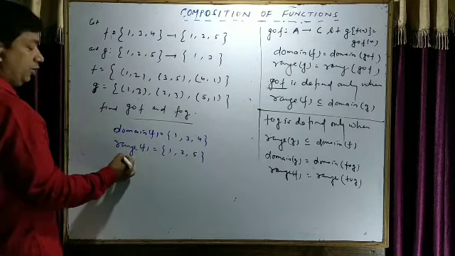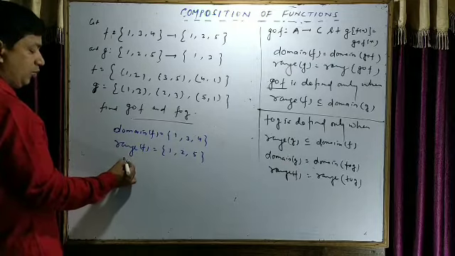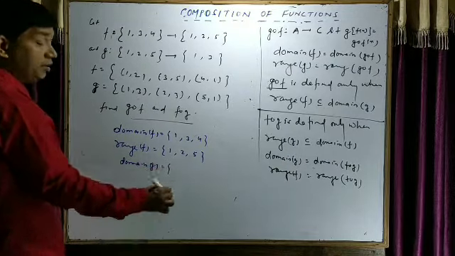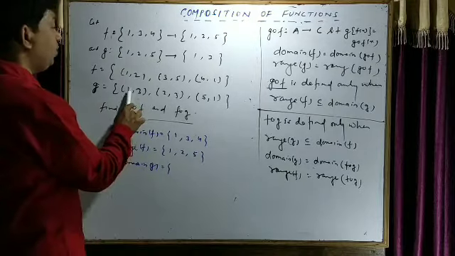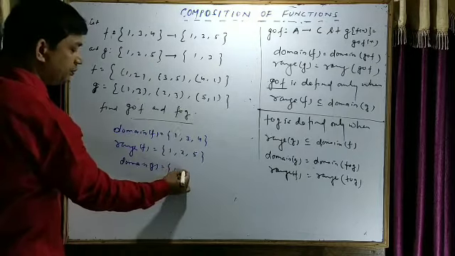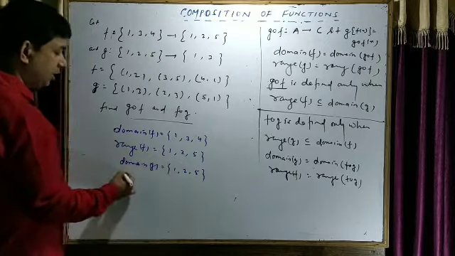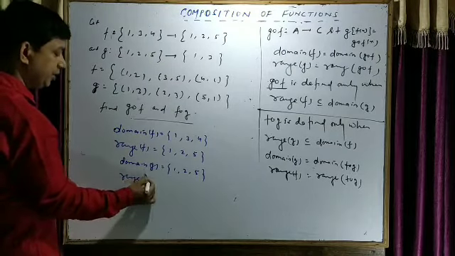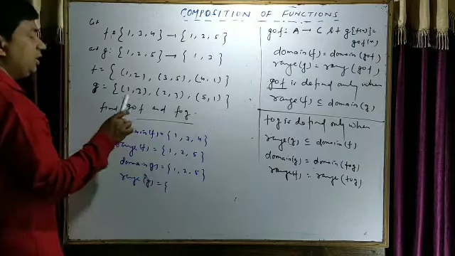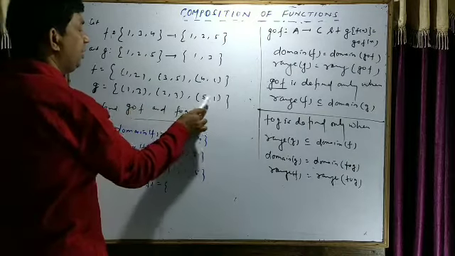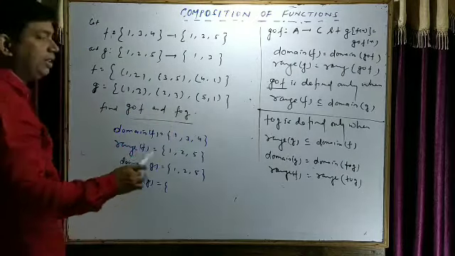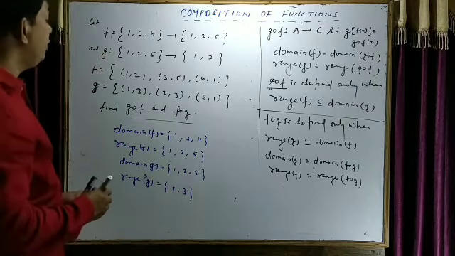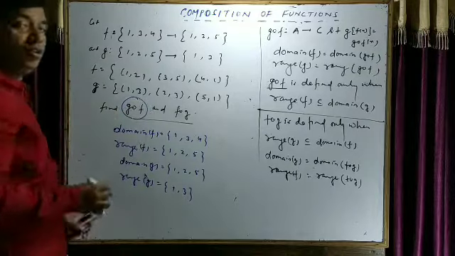Now the domain of f, the domain of g, and the range of g. The domain of g is {1, 2, 5}. The range of g is {3, 3, 1}, and repetition is not allowed in a set, so it is {1, 3}. Now you check whether gof is defined or not.